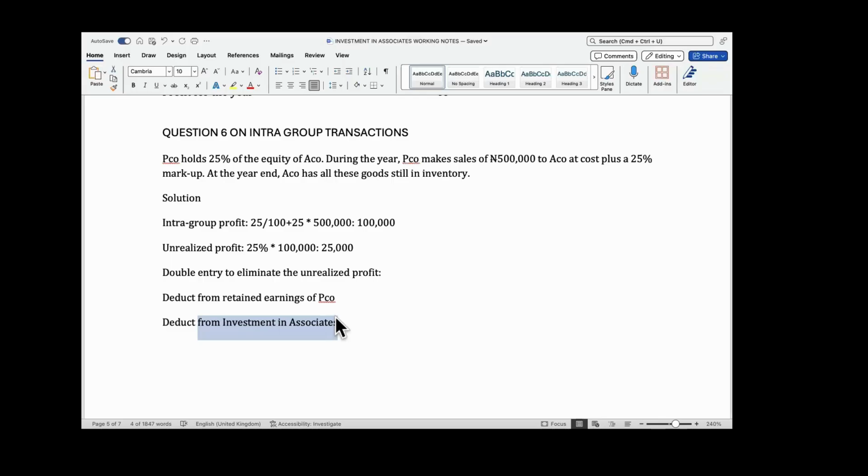So what you know still applies to all the other ones except this, where the inventory is not with us anymore, where we have sold it out to an associate, and the profit load is with that inventory, with that associate. So while we deduct retained earnings of the parent that sold and made the profit, we can only deduct the other leg from investment in associate, not inventory. Inventory is nowhere to be found. It's with the associate, and we don't consolidate that item. I hope that helps. Yes, thank you so much.